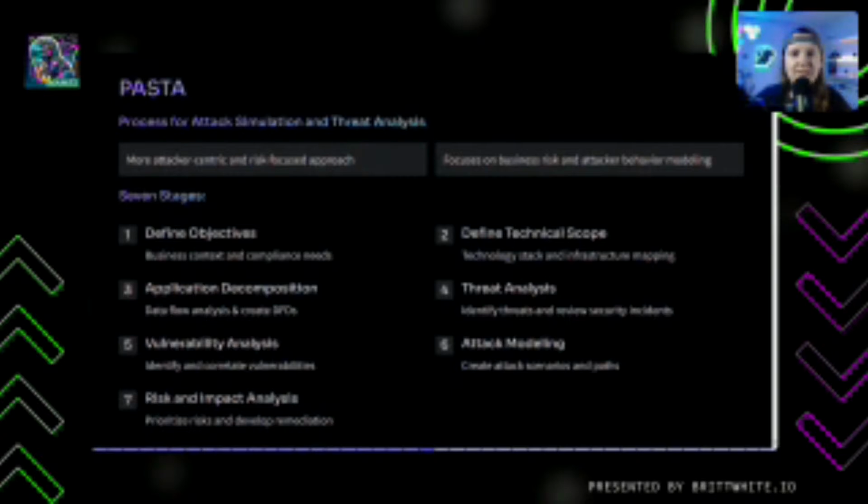And finally, the 7th step is to conduct risk and impact analysis of identified threats, vulnerabilities, and attack models. Prioritize risk based on business impact and likelihood. Develop remediation plans for high-priority risk. Risk acceptance may be considered here for lower-risk vulnerabilities after conscious, risk-based decision-making.